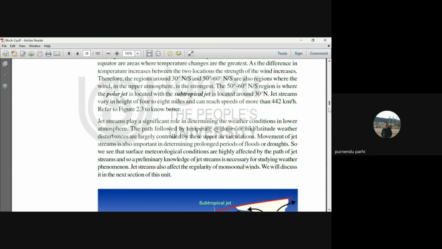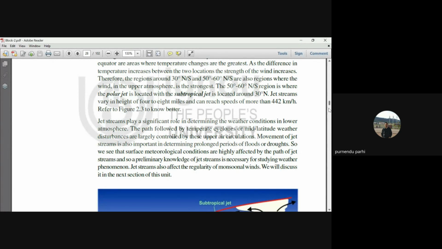So the 50° to 60° north-south region is where the polar jet is located, with the subtropical jet located around 30° north. Jet streams vary in height from 4 to 8 miles and can reach speeds of more than 442 km per hour.